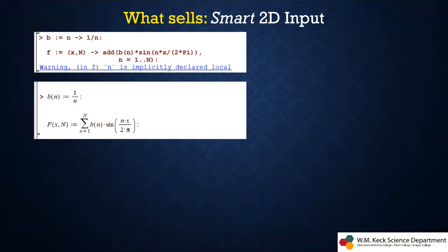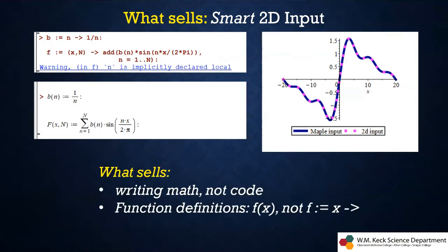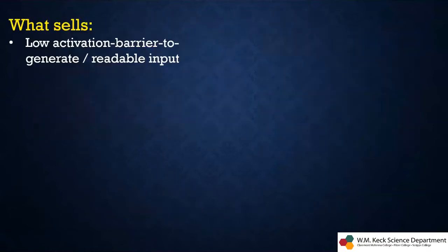So here's an example of doing a Fourier series approximation of a function, for example. These two produce exactly the same output. Okay. What sells is writing math. B of n colon equals 1 over n, not B as an entity that takes n and maps it in. I even have a PhD in math colleague who says he would not use Maple until they move to the f of n or f of x definition. So as I said, low activation barrier to generate input or readable input.